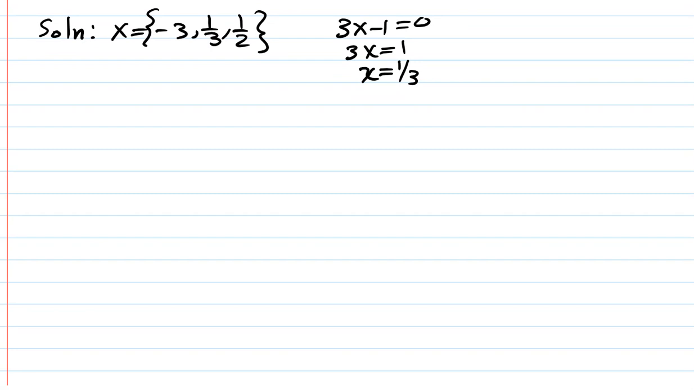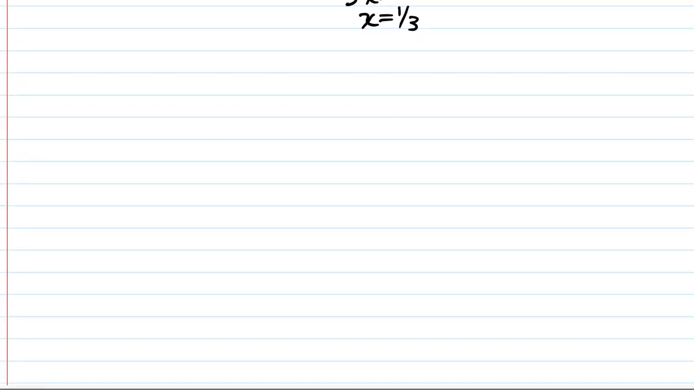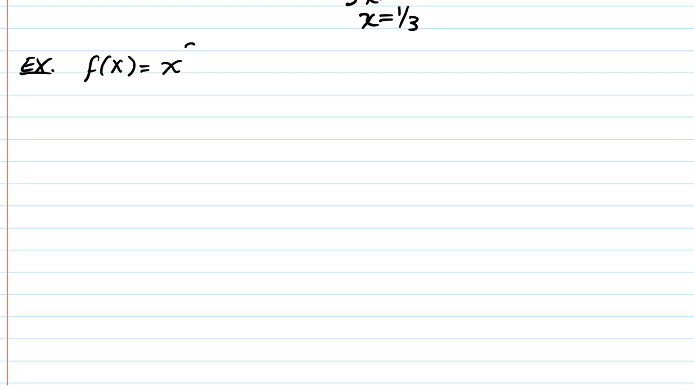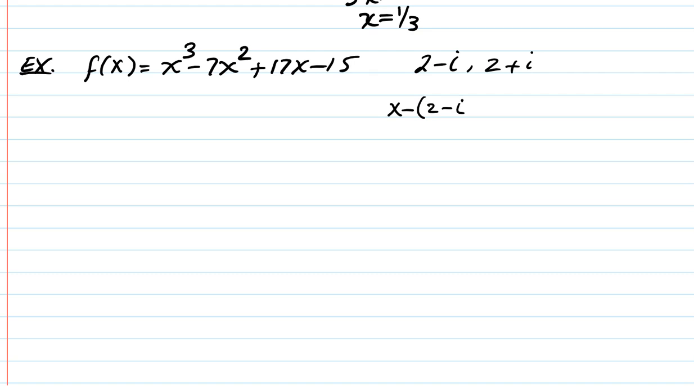Okay. Now let's do one where we have a complex 0 just to see how this works. So suppose I have f of x is equal to, again, I'm going to go with a third degree, x cubed minus 7x squared plus 17x minus 15. And suppose we know a 0 is 2 minus i. By the complex conjugate theorem, 2 plus i has to be the other one. Correct? Therefore, x minus 2 minus i is a factor, and so is x minus 2 plus i.